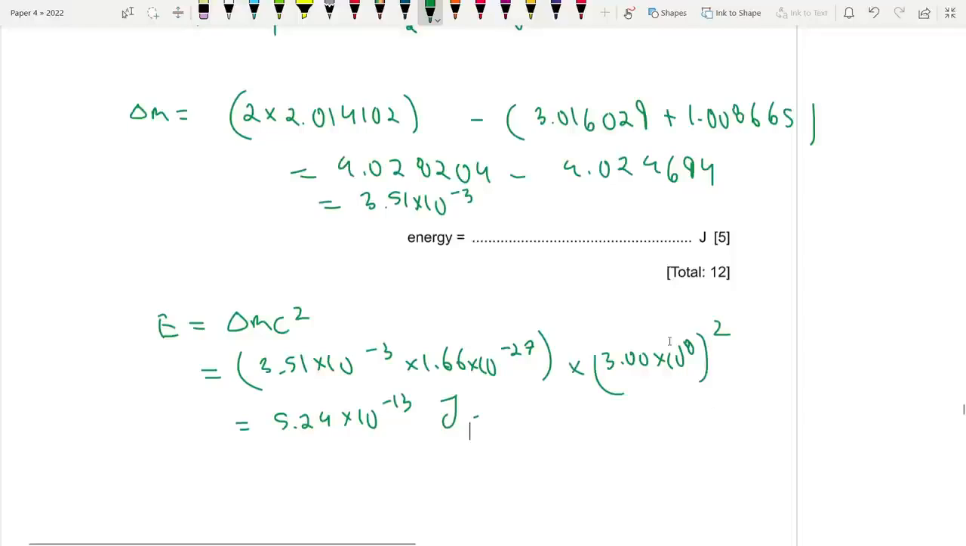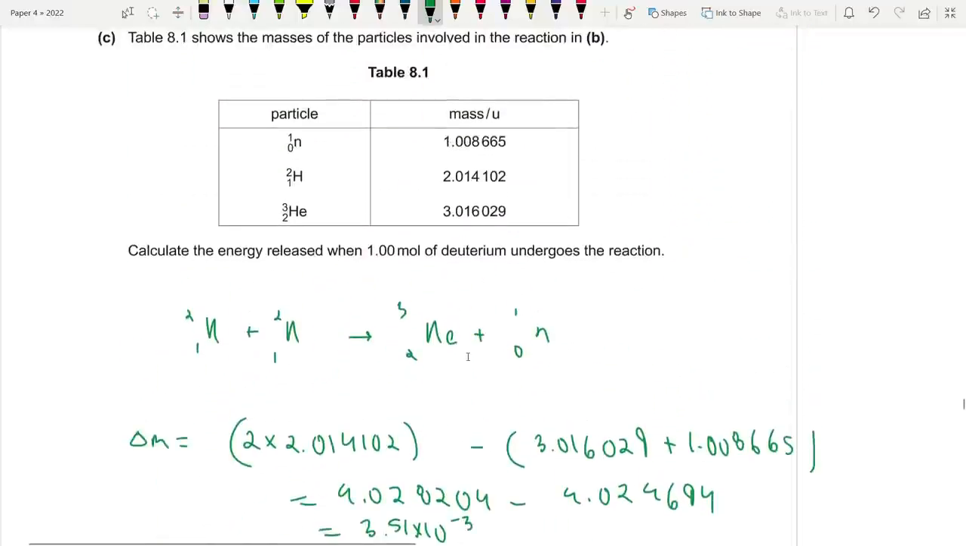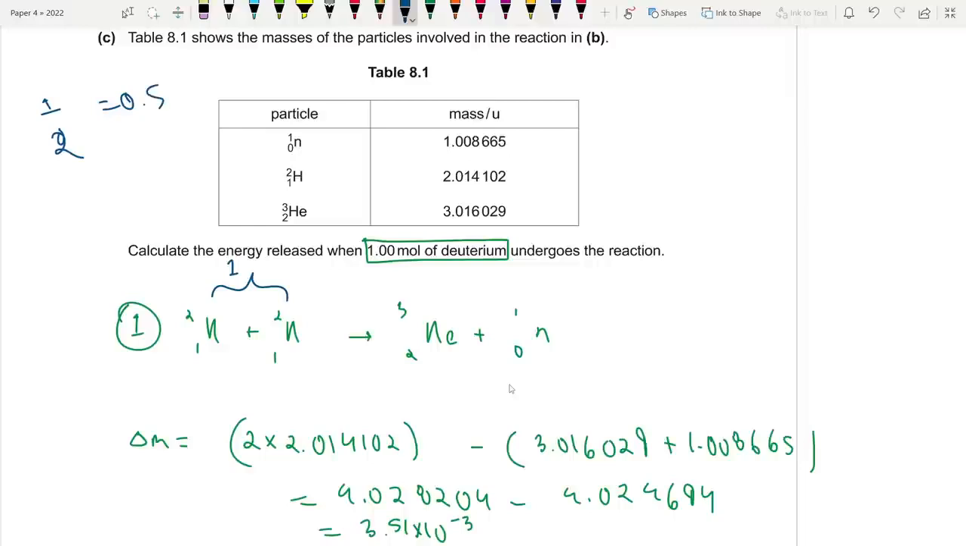Now, this isn't the end. It's worth 5 marks. Okay, so we found out the energy released for one molecule of this. One nucleus of helium being formed. Now, think about it. When 1 mole of deuterium undergoes this reaction, this is important. We have 1 mole of deuterium. What does that mean? 1 mole of both of these combined. So how can we divide 1 equally? That is basically 1 divided by 2, which is 0.5 moles of each. So 0.5 moles of this and 0.5 moles of this react together to form 0.5 moles of helium, right?